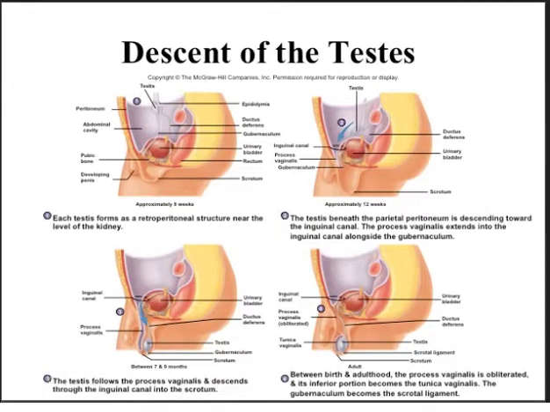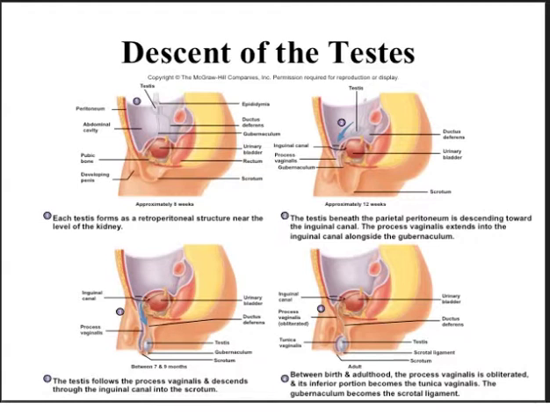If you look in the upper left-hand corner of this figure, what we want to appreciate is that each testis forms as a retroperitoneal structure near the kidney. They begin beneath the parietal peritoneum, descending towards the inguinal canal. The processus vaginalis extends into the inguinal canal alongside the gubernaculum. The testis then follows the processus vaginalis and descends through the inguinal canal into the scrotum.